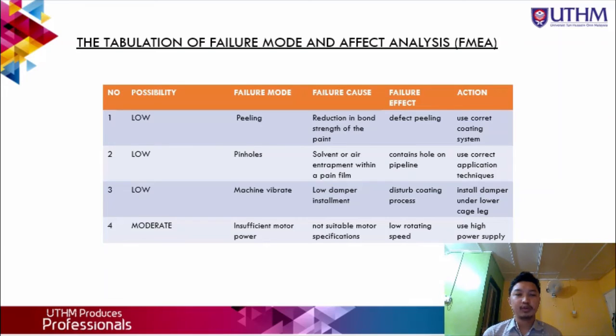Insufficient motor power is a moderate possibility to happen, because of not suitable motor specification, and the effect is low rotating speed. To prevent it, we must use a high power supply. Due to COVID, we can't fabricate the prototype, and we did a rough prototype.